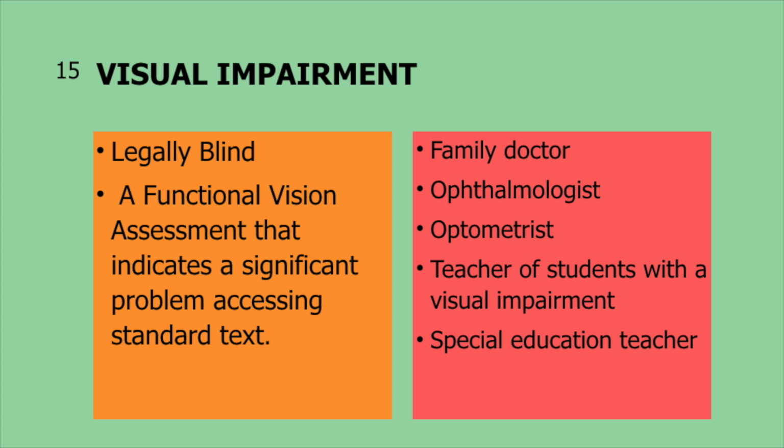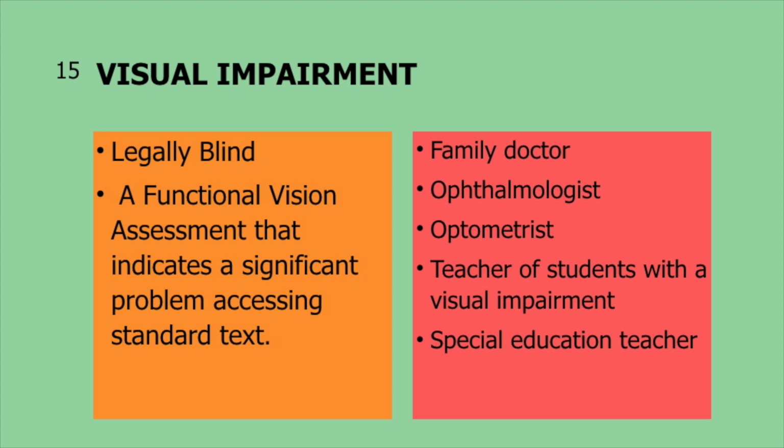Bookshare describes a visual impairment in a couple of ways. It states that if an individual is legally blind, that they're eligible. The definition of legal blindness is 20/200 or worse in the better eye with correction, or a visual field of less than 20 degrees. However, legal blindness alone is not the only way to qualify as an individual with a visual impairment. If the individual has a functional vision assessment that indicates a significant problem accessing text visually, they may also qualify.